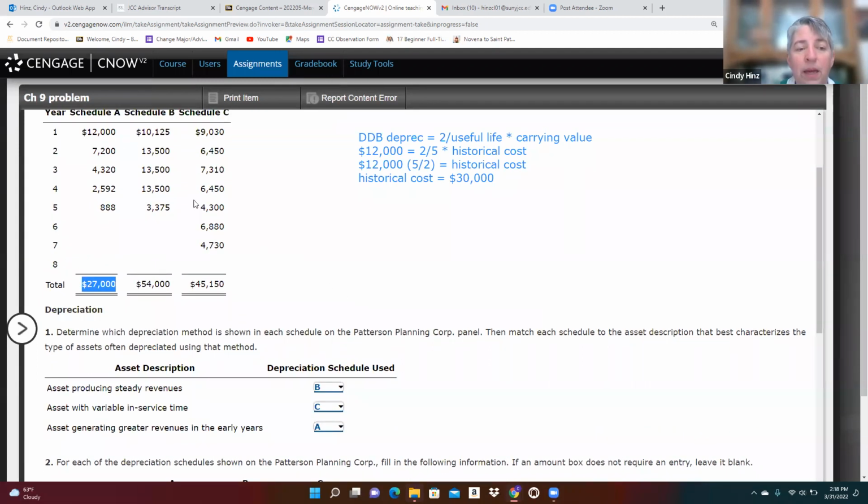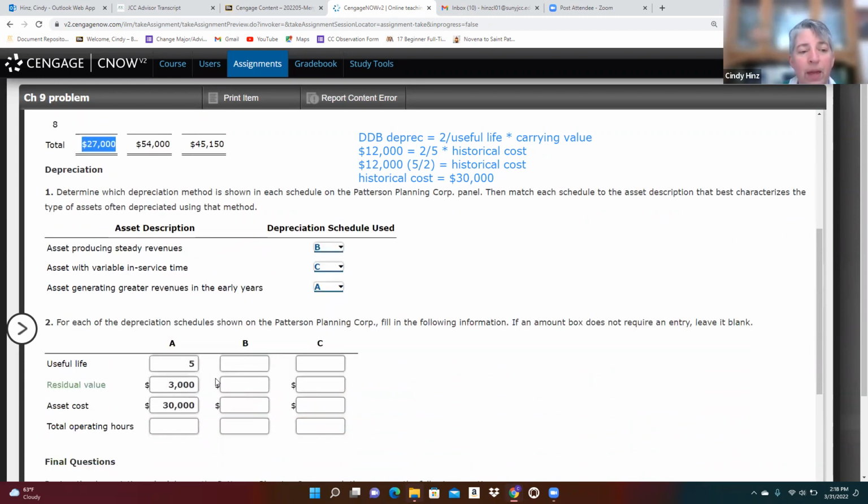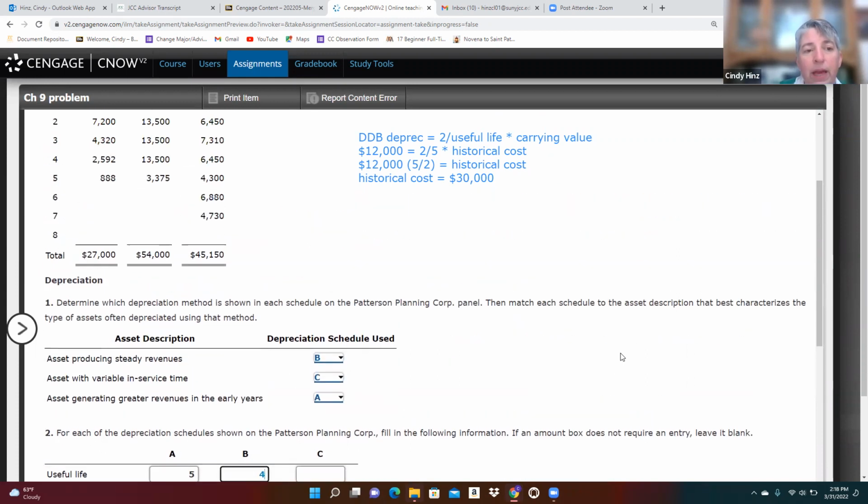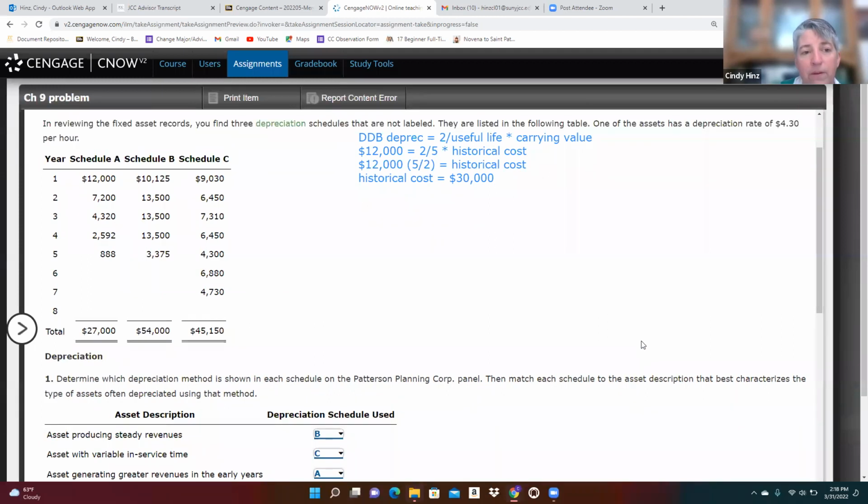And column B is the straight line method. So we can see that the useful life, we already talked about this, was 3 full years, and then year 1 and year 5 combined to make the equivalent of another full year. And so the useful life for column B's asset would be 4 years. Are we able to find the residual value?